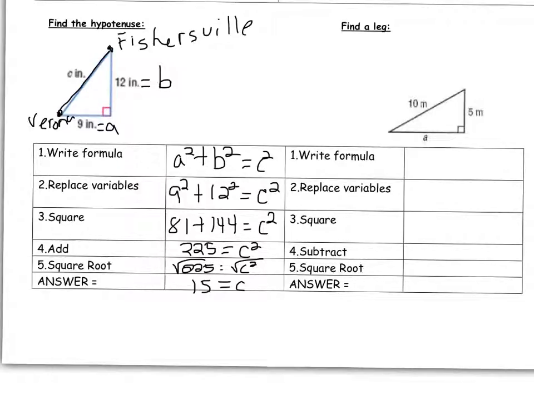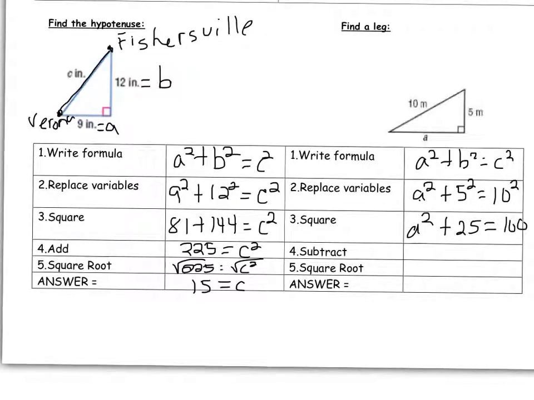Okay, another thing that we're going to have to do is to find the measurement of a leg. So this time we know the hypotenuse and one of the legs, and we've got to find the other one. So you still write your formula. You replace your variables. This time we don't know A, we don't know a leg, but we know the other leg is 5, so I'll put 5 squared. And then I know the hypotenuse is 10. I'll square everything just like I did before. 5 squared is 25, and 10 squared is 100.